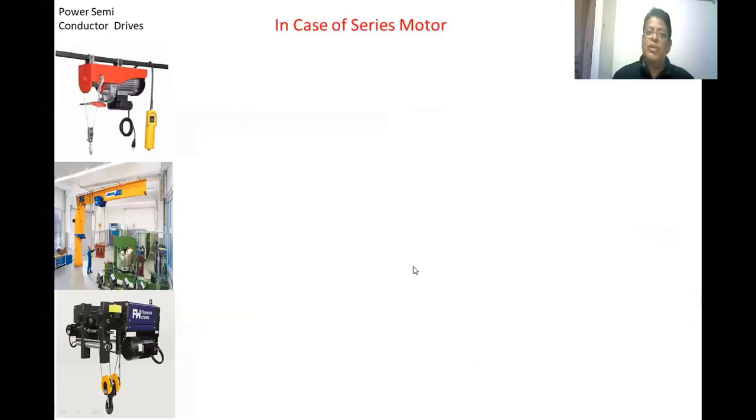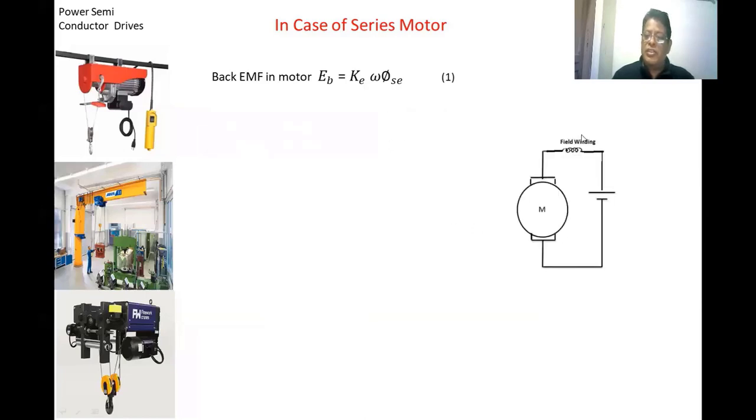In case of a series motor, again we take the same back EMF equation, Eb = Ke × ω × φse. Here φse is nothing but the series flux. This is the series machine: this is the armature winding, and this is the series field winding.